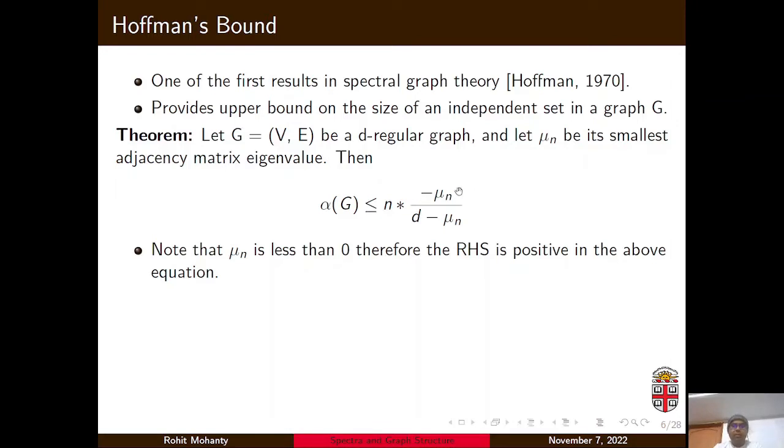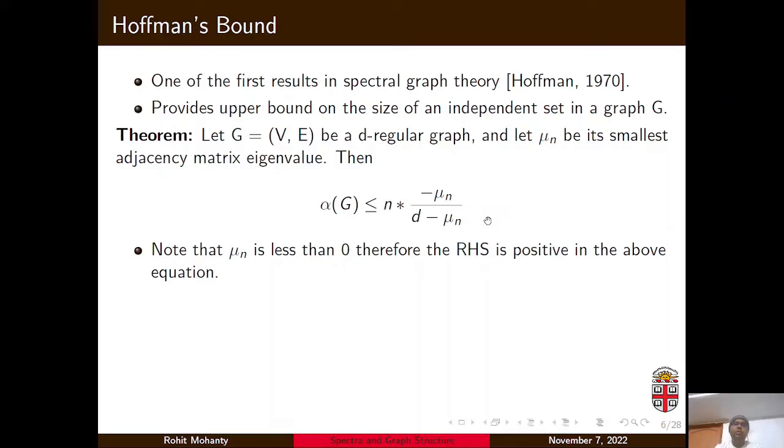Now one thing to note here is that there is a negative value in the numerator, but that is alright, because mu n is the smallest eigenvalue of the adjacency matrix, so mu n is less than 0. Therefore the RHS overall is going to be positive, and therefore the bound on alpha G is going to be positive.